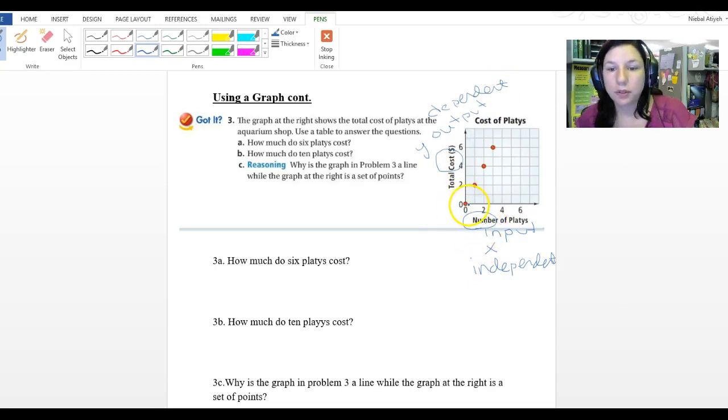So let's look at the pattern. Same steps as before. Let's pick a couple points. So we have 0, 0. We have 1, 2. We have 2, 4. And 3, 6. So we're going to make a table just like the last question.